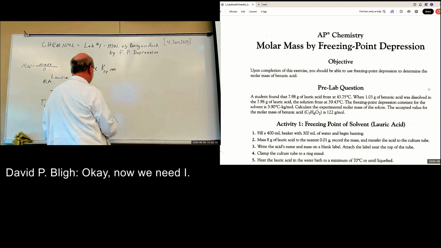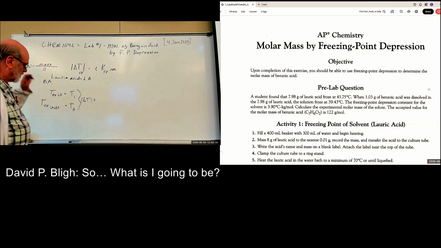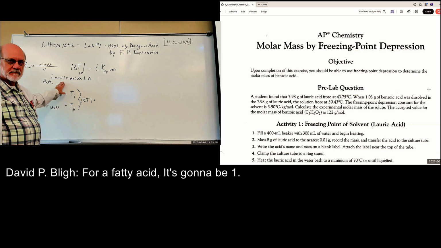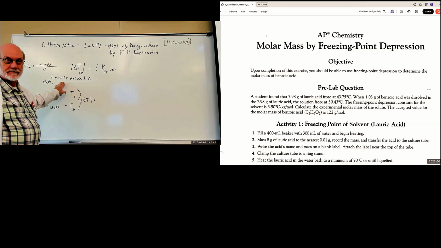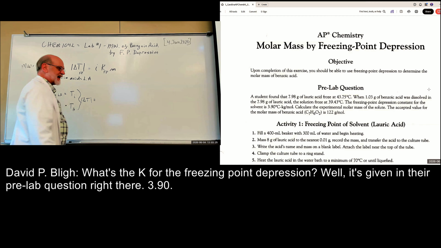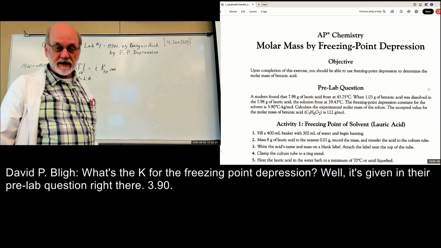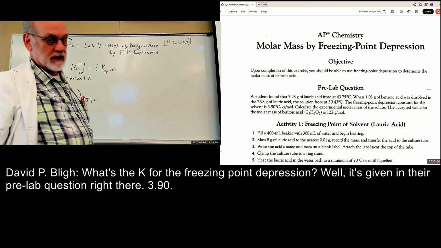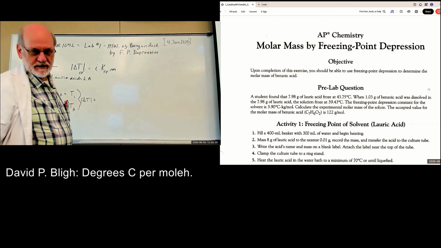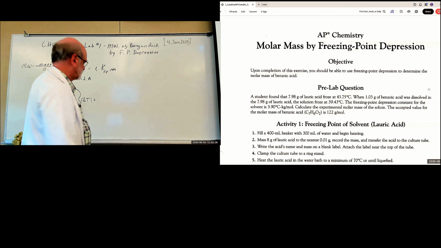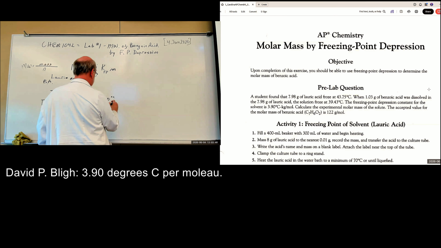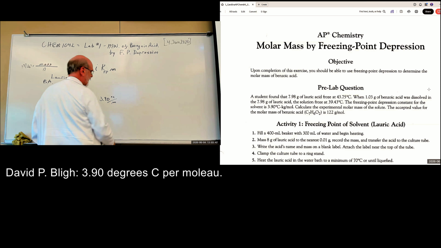Okay, now we need i. So what is i going to be for a fatty acid? It's going to be 1. Right, so we can throw that one out. What's the K for the freezing point depression? Well, it's given in the pre-lab question right there. 3.90 degrees C per mole, 3.90 degrees C per mole.